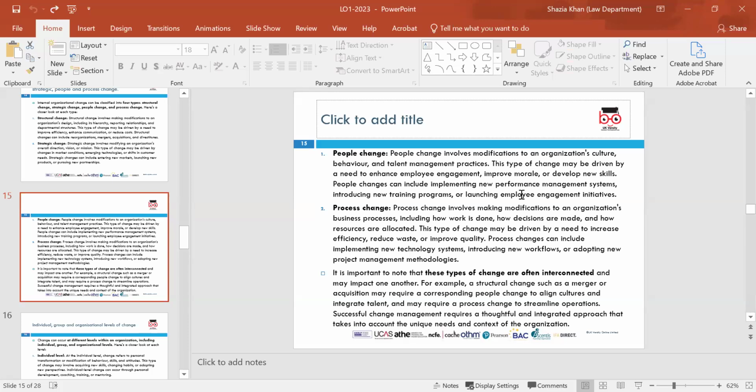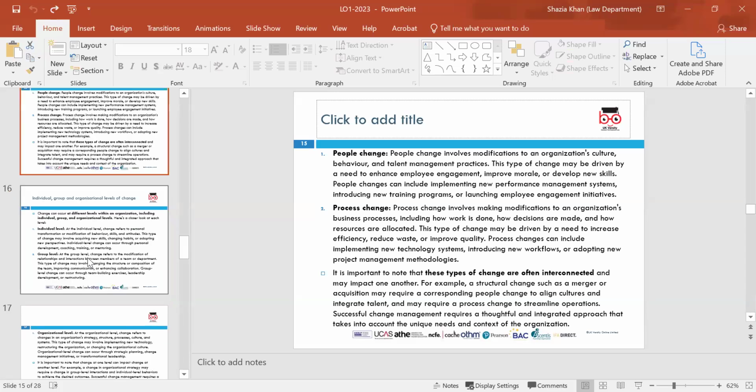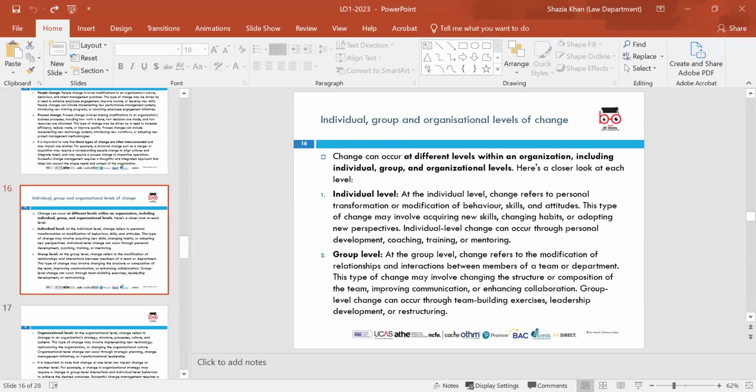And then process change involves modification of business processes, how decisions are made and how resources are allocated. So again, technology plays a big part in this, implementing new technology, new software, new project management. And it's really, really important because all these are interconnected to each other and work together to help each other. Individual, group, and organizational levels of change.